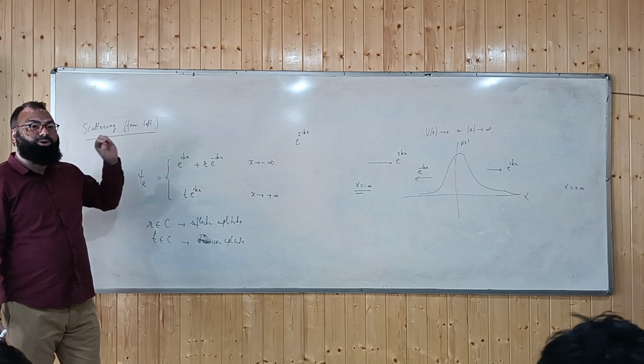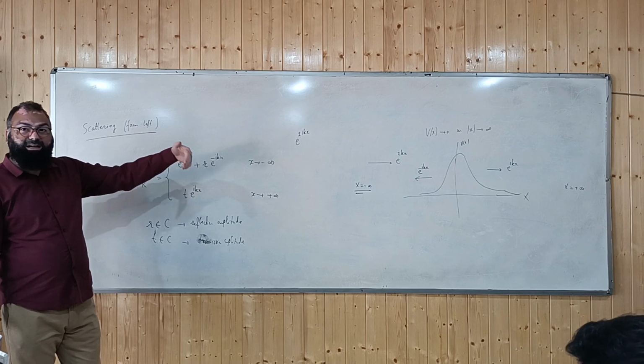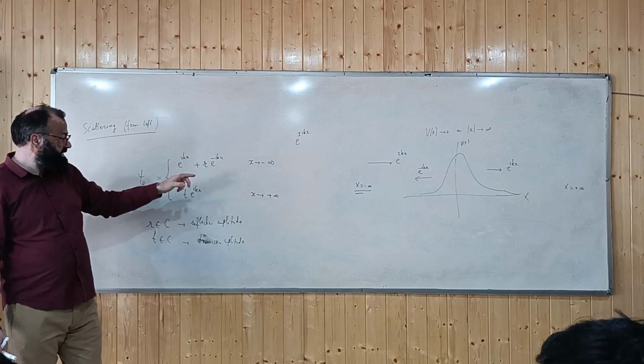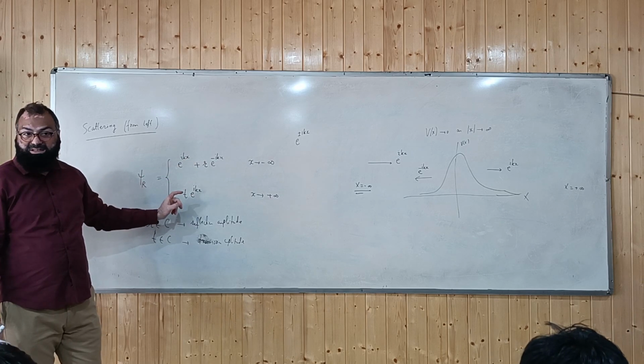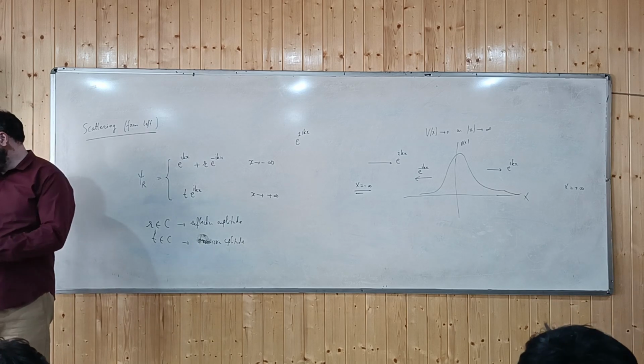Because let me throw a particle on the potential, so it may get reflected with certain probability or it may get transmitted with certain probability. That's why I introduced these kind of coefficients. Okay, got it? Okay, good.